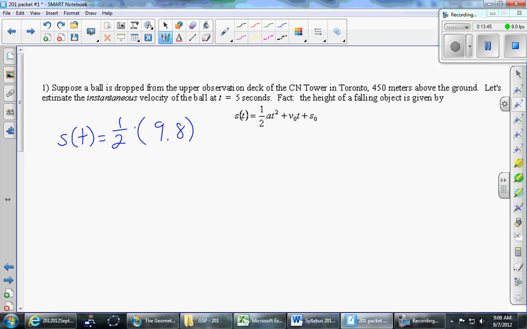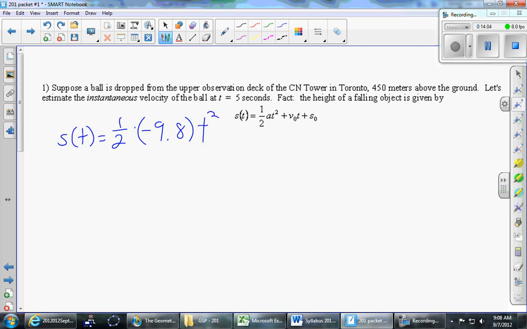I'm not going to put a variable. In which direction does gravity pull? Down. And we're going to call up positive, which means down is negative. So we're putting a negative in there. If we don't put the negative in there, the ball is just going to fly up forever and ever and ever.